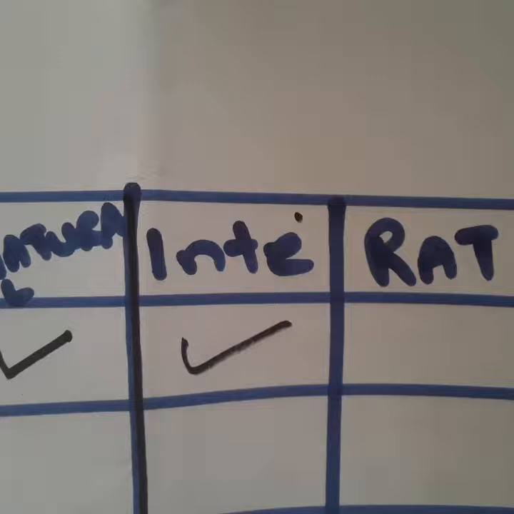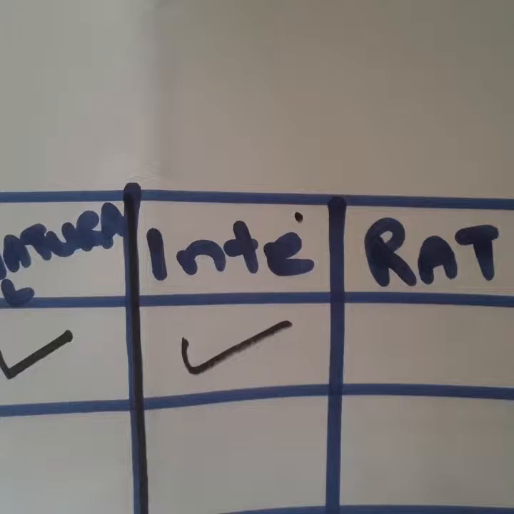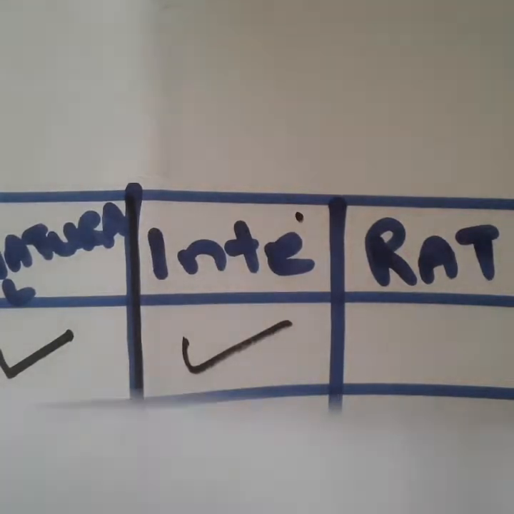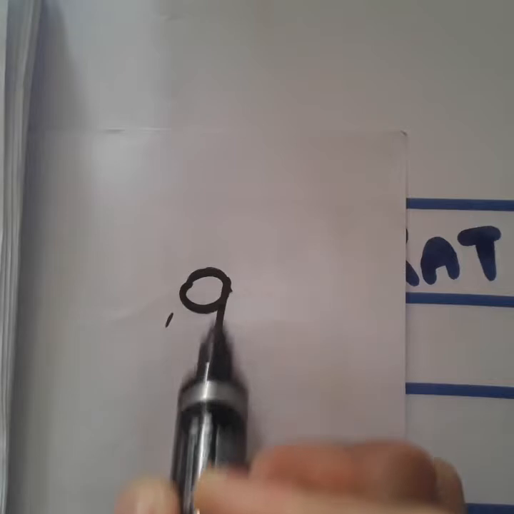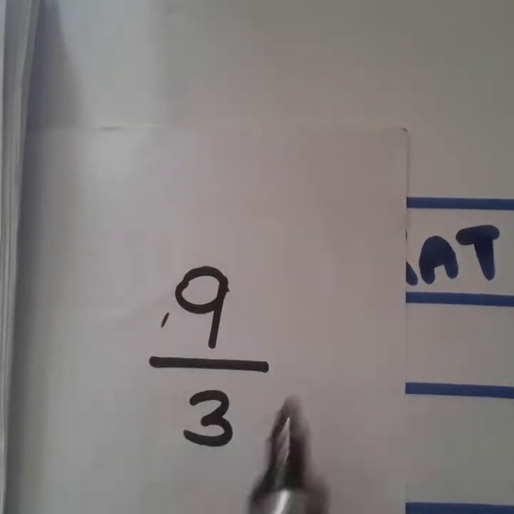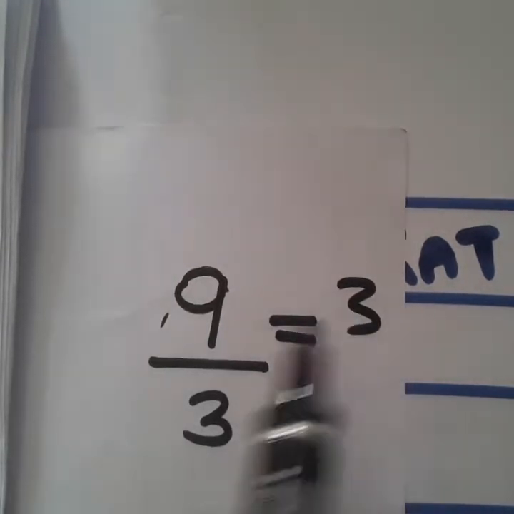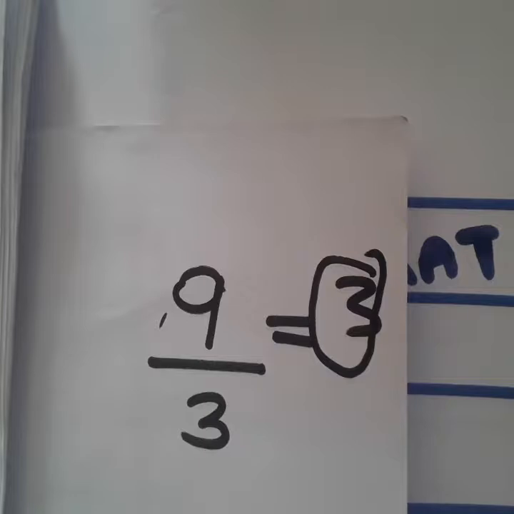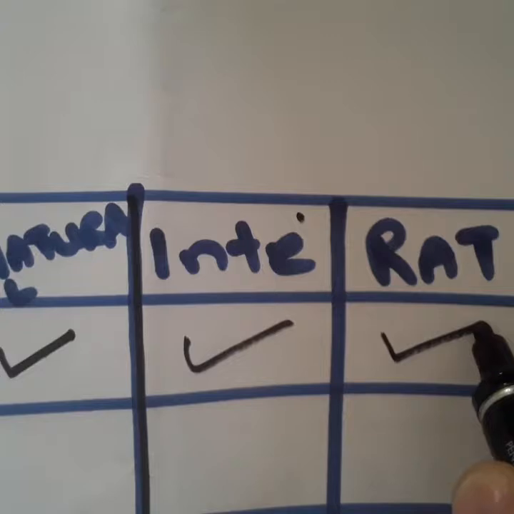Now let's check under rational numbers. Is number 3 a rational number? If you remember the definition of rational numbers, we said it is a number that can be expressed in the form of a ratio. Now let's check. Number 3 can be written in the form of 9 over 3. 9 over 3 equals 3. Therefore, 3 is a rational number.